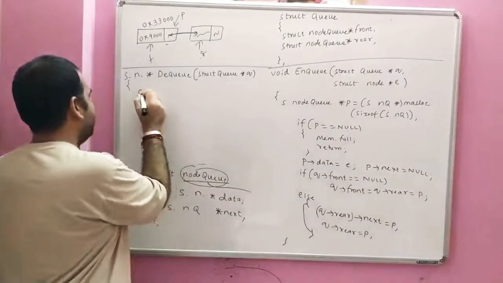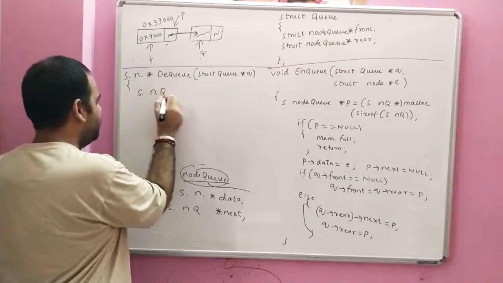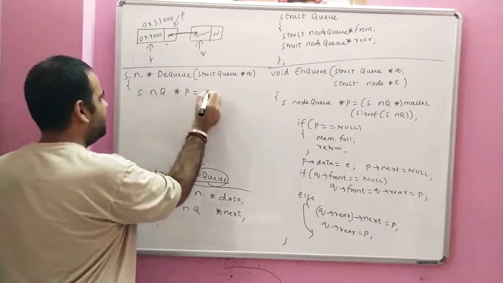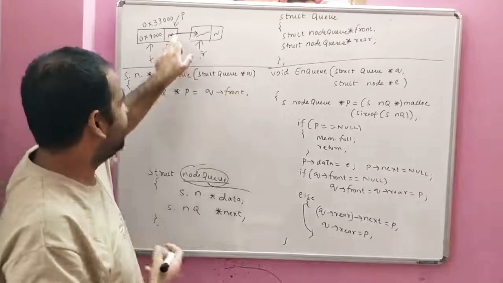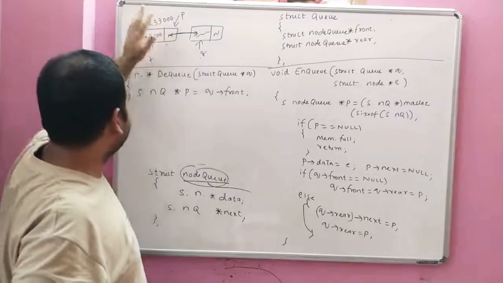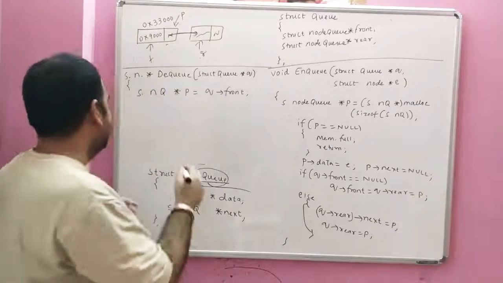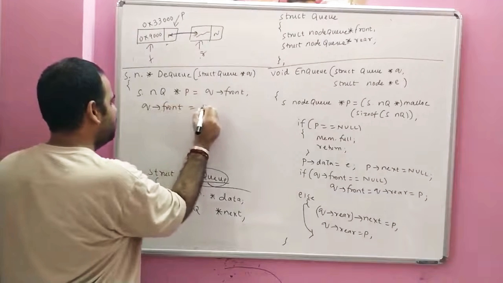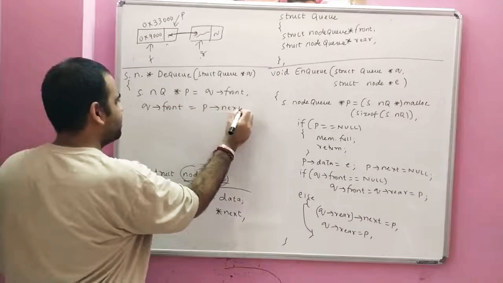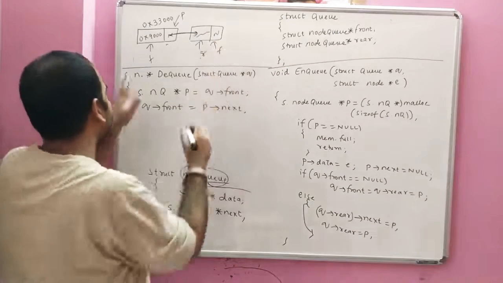Therefore, I take one pointer. Struct node Q star P is equal to Q arrow front. This is where I get it. Now, I want to delete this node, that means front should go ahead. And how do I write it? Q arrow front is equal to P arrow next. This is where the front end of the queue will go to.